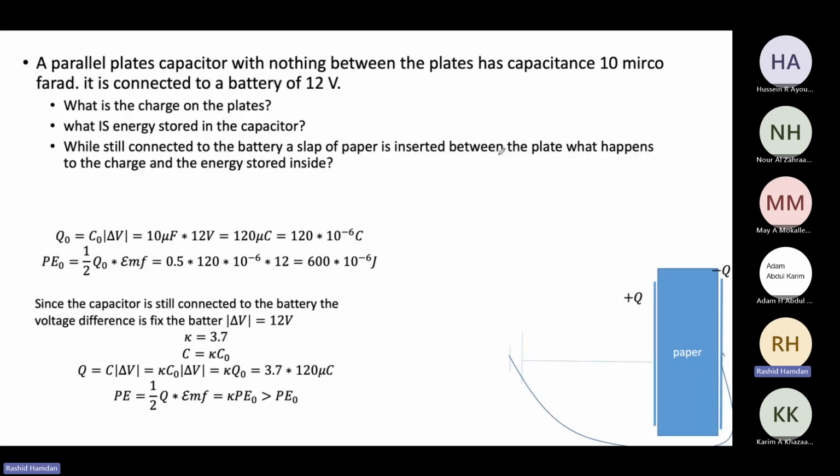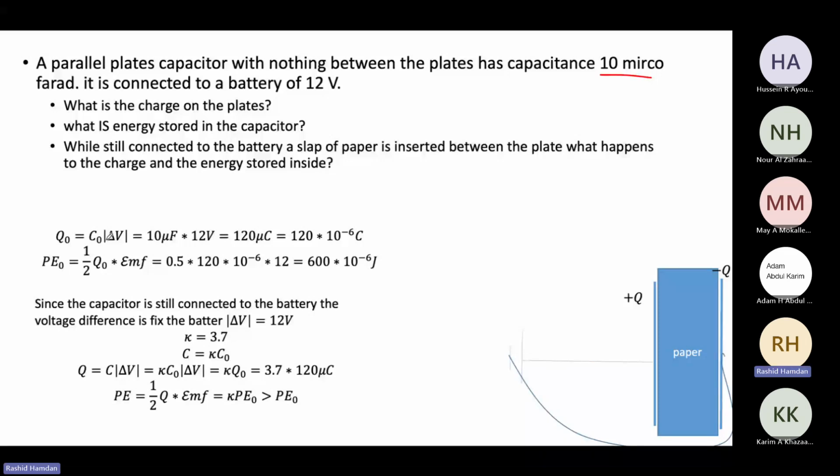So let's solve this problem about this dielectric thing. A parallel plate capacitor with nothing between the plates has a capacitance of 10 microfarad. It's connected to a battery. What is the charge on the plate? What is the energy stored in the capacitor?